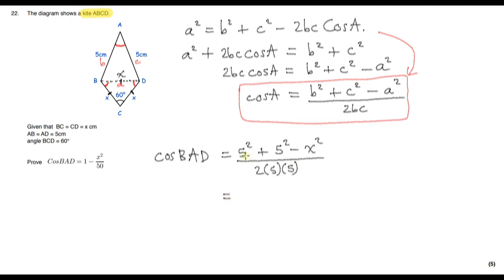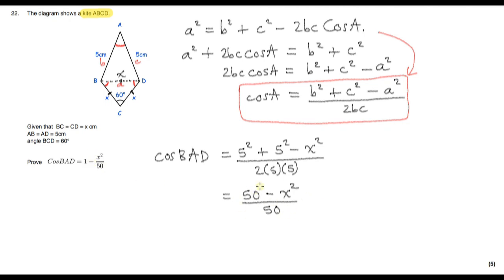So 5 squared is 25. 25 plus 25 is 50. So we're left with 50, and I can see there's a 50 here, so that's promising. Minus x squared. And then all of that is divided by 2 times 5 is 10, 10 times 5 is 50. So we're left with this. Now, hopefully that is the same as this.